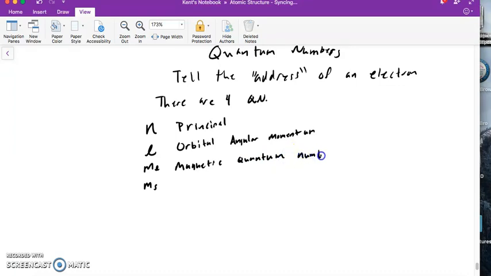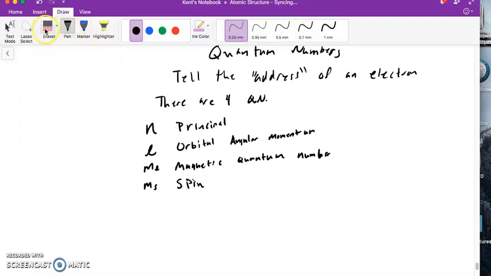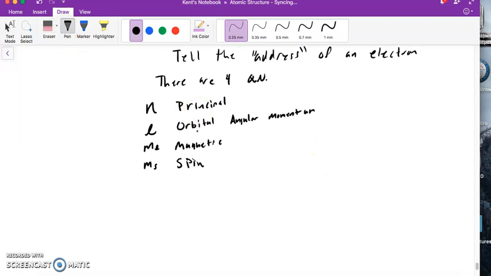Okay, and m sub s is called the spin quantum number. I don't know why I wrote quantum number down for magnetic, but I didn't for the other one. So just imagine the words quantum number after all of these. Principal quantum number, orbital angular momentum quantum number, magnetic quantum number, spin quantum number. And these have something to do with the address of an electron.